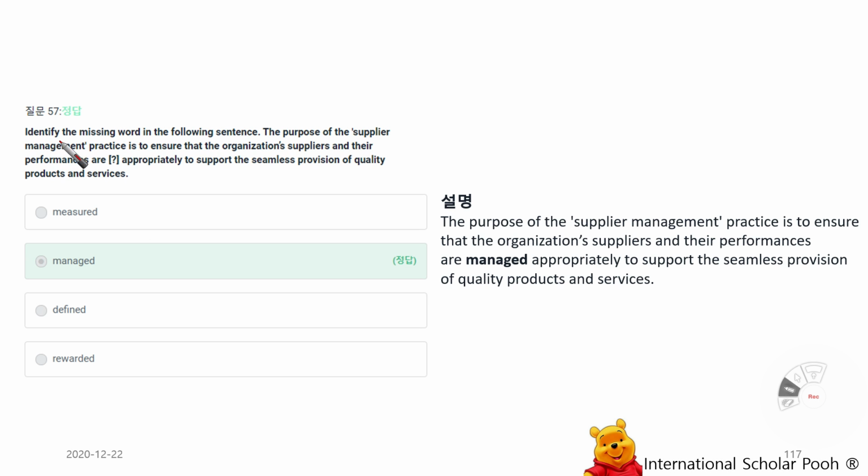Identify the missing word in the following sentence. The purpose of the supplier management practice is to ensure that the organization's suppliers and their performance are blank appropriately to support the seamless provision of quality products and services. Managed. The purpose of the supplier management practice is to ensure that the organization's suppliers and their performance are managed appropriately to support the seamless provision of quality products and services.